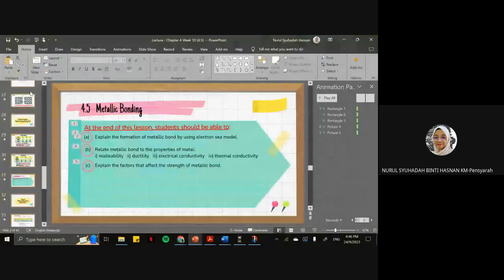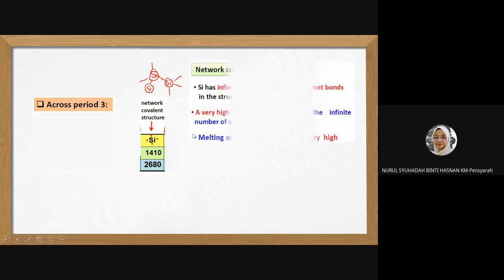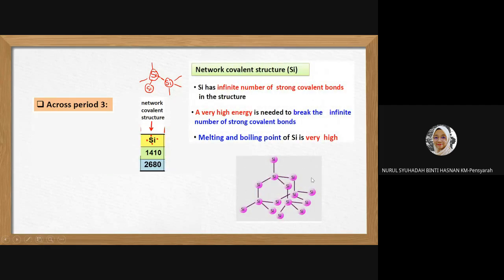Mana saya punya kejap. Saya punya arrow hilang. Okay. So dia akan bersambung. Okay. Dan wujud lebih kurang macam ni lah bentuk dia. Dia akan terus bersambung dekat sini. So as we know, a covalent bond is a very strong bond. Apatah lagi bila dia dah bersambung dengan satu rangkaian yang sangat besar dekat sini. So kita kata network covalent bond dekat sini, silicon has infinite number of strong covalent bond in the structure. So a very high energy is needed to break the infinite number of strong covalent bonds. So that's why melting and boiling point of silicon is very high. Okay, clear kenapa silicon punya boiling point sangat tinggi?